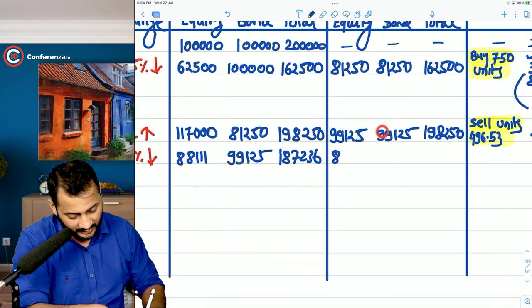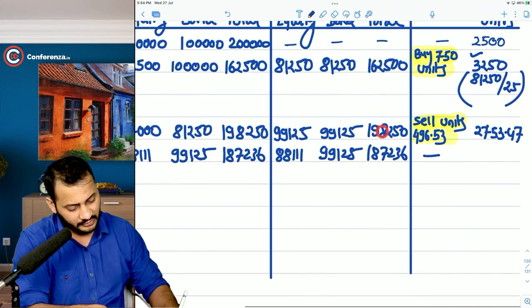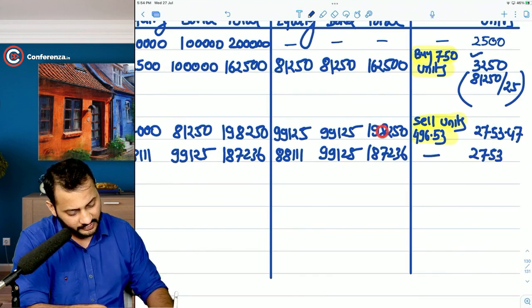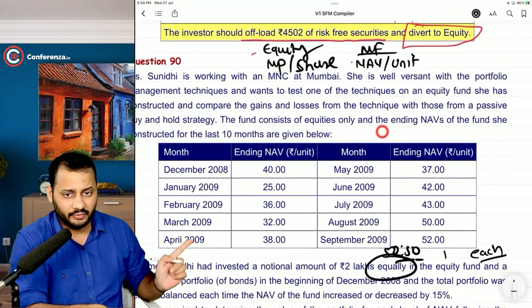So after rebalancing also it will look like this, or you can straight away skip this process of writing anything in this column. Nothing. 2753.47. Let's take another value. After 32 we are going to take 38.